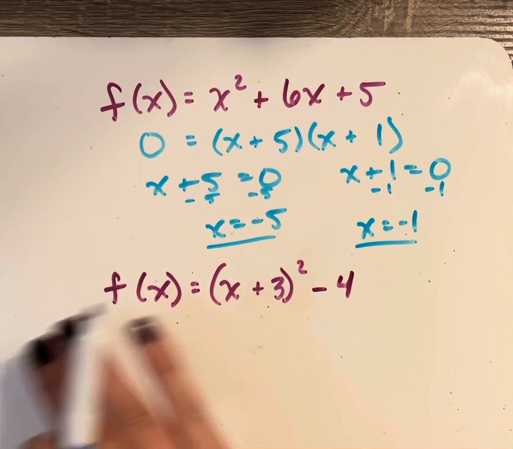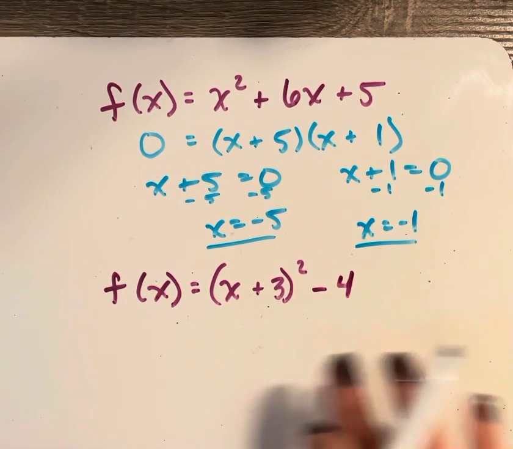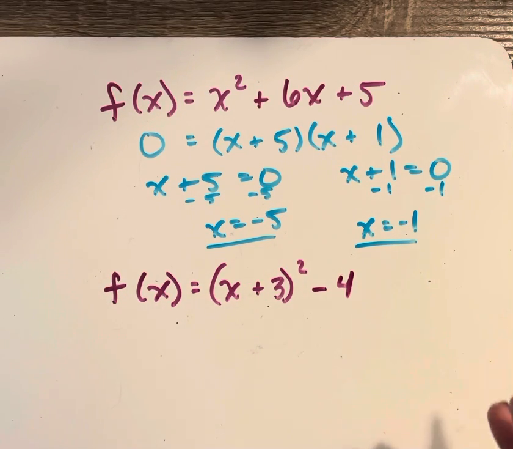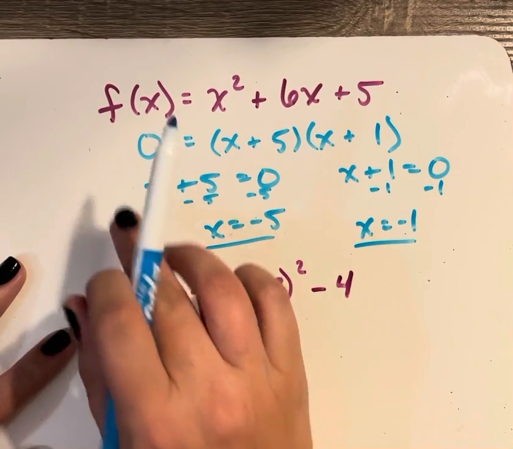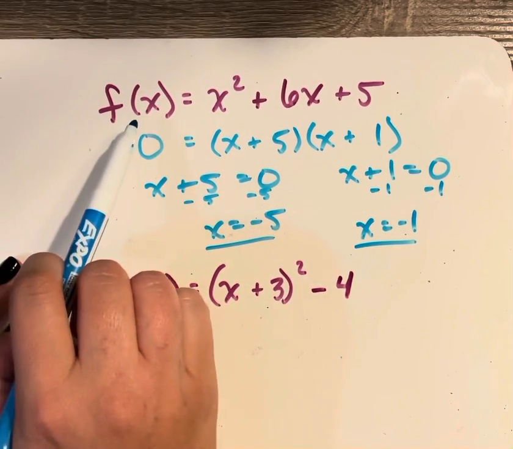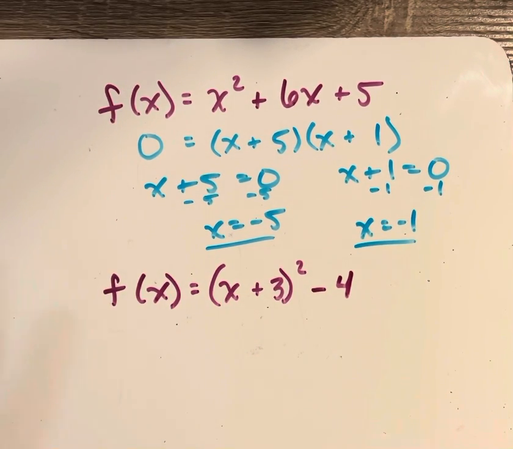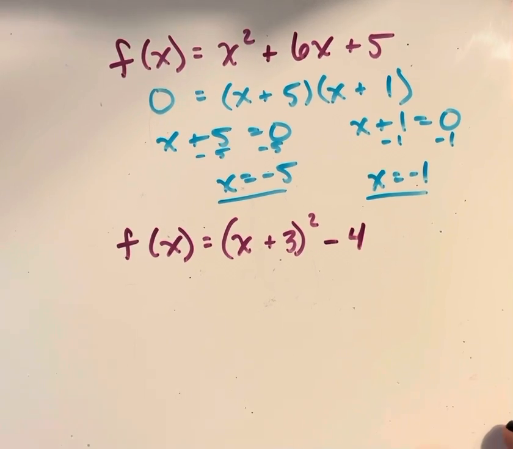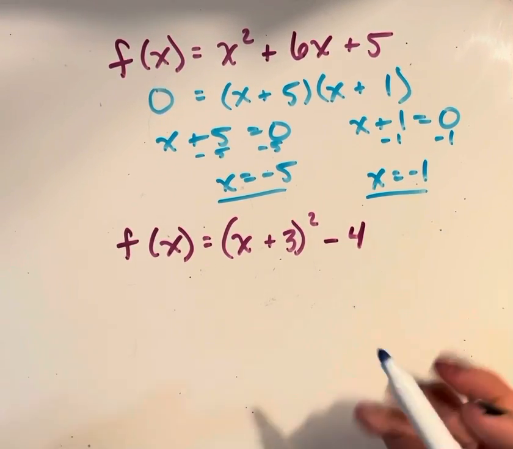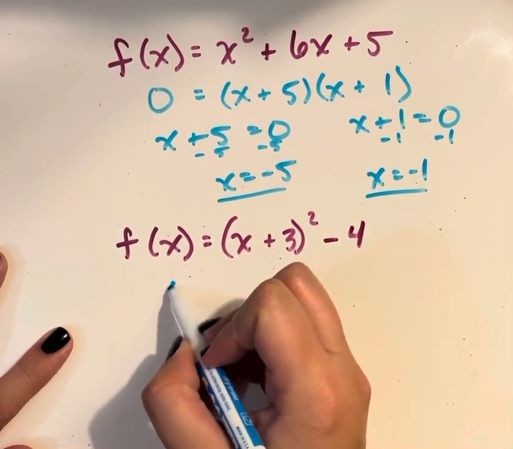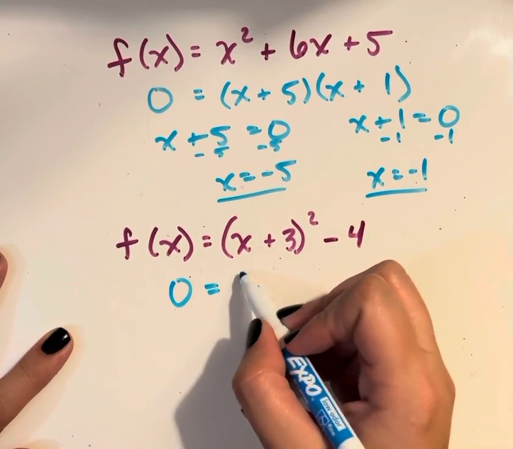X-intercepts are where we intersect the x-axis, so the y value will be 0 at those points. That's why we set the function equal to 0, or I substituted in 0 for f of x or for y. Now let's look at what happens when I do this in vertex form. So we're starting the same way. We're substituting in f of x with 0.